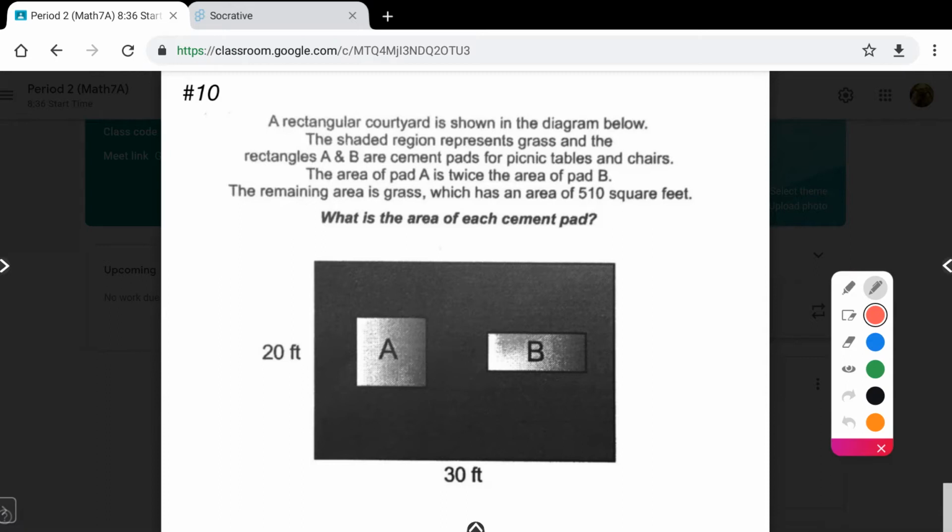The remaining area is grass. So all the black region around there is going to be the grass, which has an area of 510 square feet. So all the grass combined makes 510.